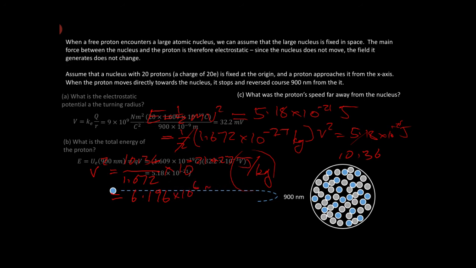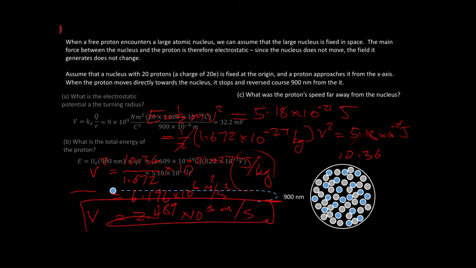Joules per kilogram, remember, is meters squared per second squared. So when we take the square root, what's the square root of 6.196? It is 2.489 times 10 cubed meters per second. And that's the initial velocity of this guy here.